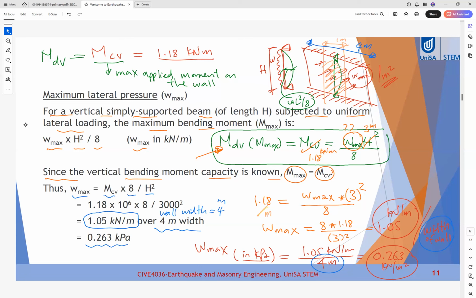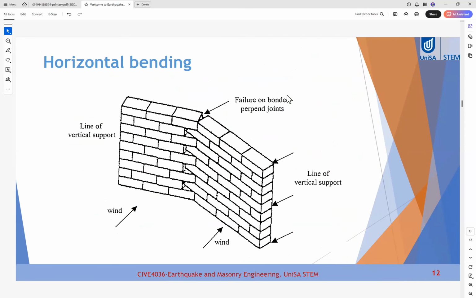So is there any question, guys, for this example? The second requirement is just application of the bending moment WL squared over 8, using the value we calculated in the first requirement, MCV. All good up to here? Yes, sir. Okay, let's go to the second bending behavior.